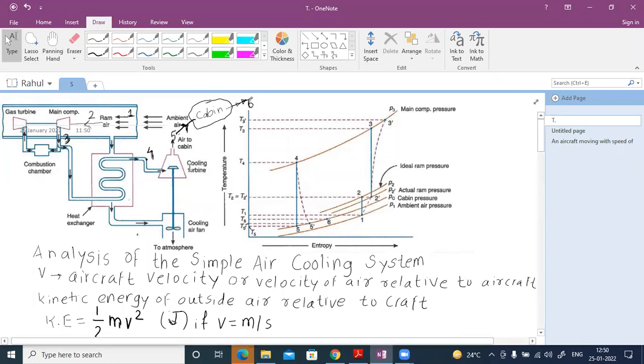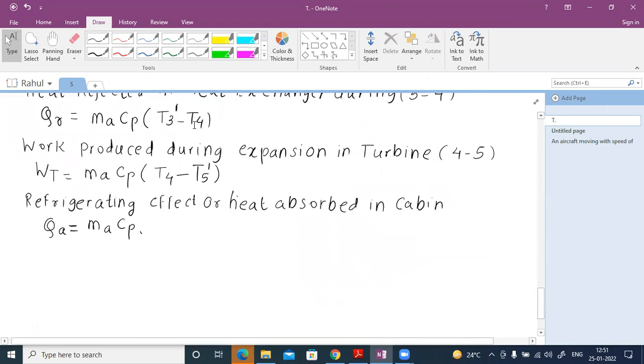Whatever the air that is coming out of the turbine, we are supplying it to the cabin. So what will that air do? It will abstract the heat. When that air abstracts the heat, the temperature of the air gets increased from T5 to T6. So when that air abstracts the heat from the cabin, the cabin gets cooled, but the air gets hotter. Is that okay? Yes.